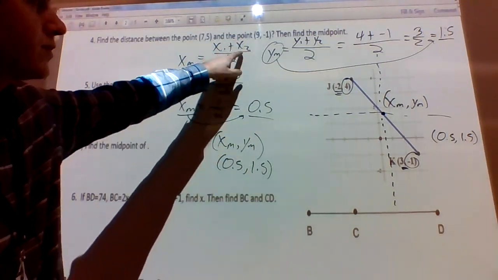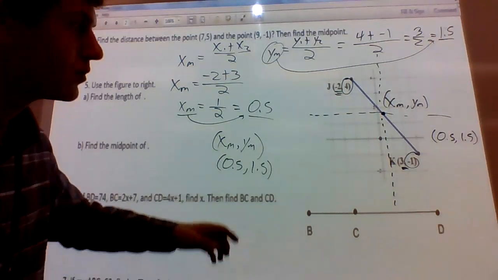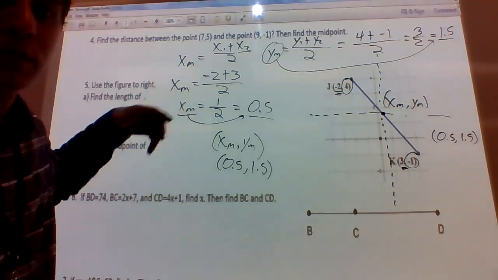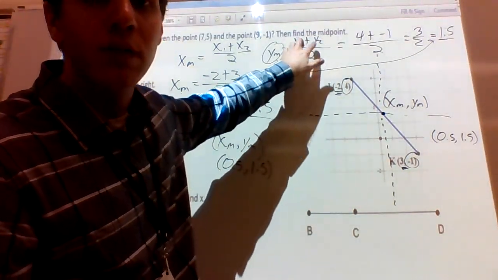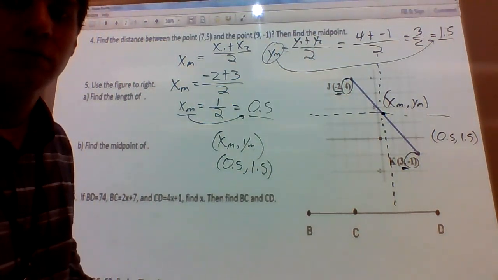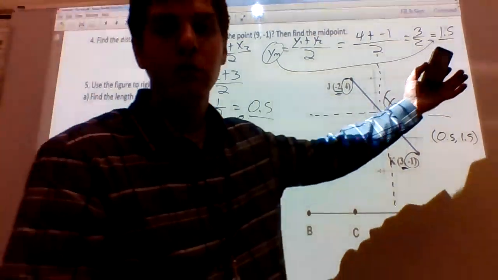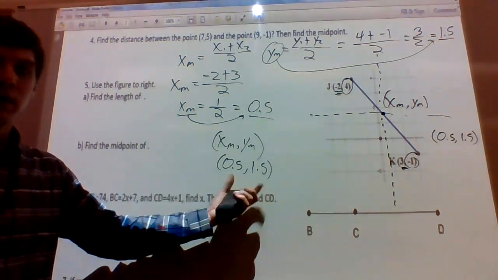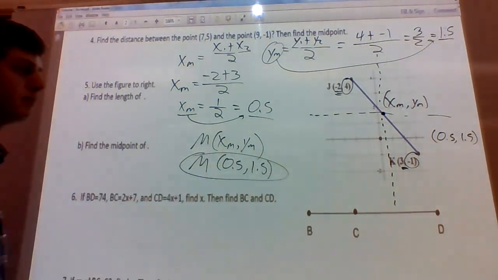These are the x values of the two endpoints. We take the average of those two numbers to find the x value of the midpoint, because the midpoint is the average of the two. We take the two y values of the endpoints, j and k, take the average of those two y values, and get the y value of the midpoint. Put those numbers together in a coordinate, and you have the midpoint. So here is our midpoint.